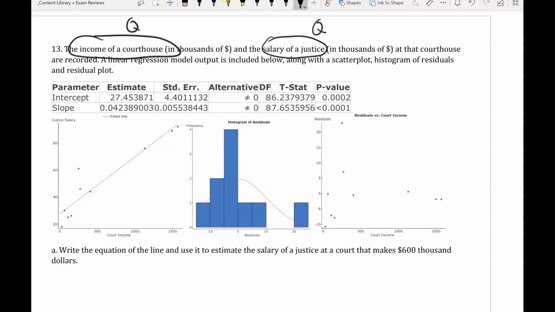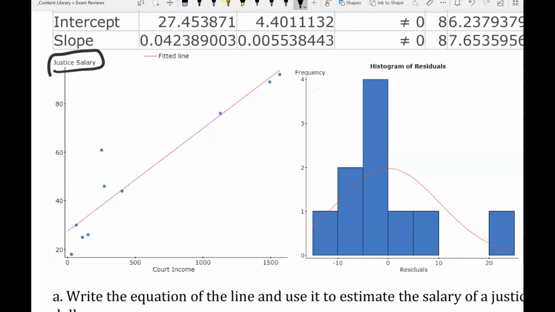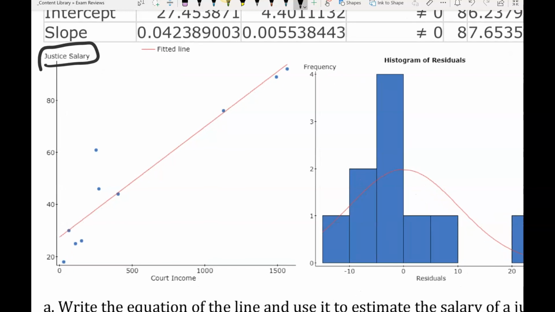And since we're looking for a relationship between two quantitative variables, we're going to be doing correlation and regression. Okay? Two different variables, right? Just like we've been doing thus far today. On the one hand, here's our justice salary, right? That's going to be our Y value. And here's our court income, and that's our X value, okay?